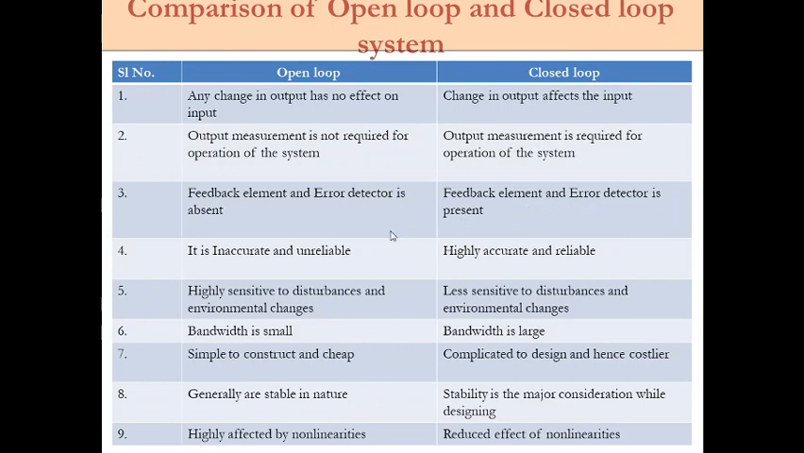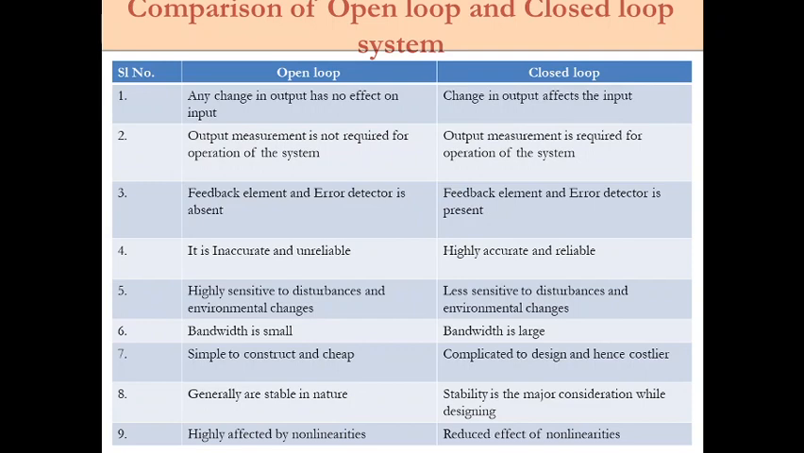To get the signal from the output, a feedback element is required, and after comparing, to calculate the error, an error detector is required. Then the fourth one is that open loop is inaccurate and unreliable, because we are not bothering about the output. If the system has some disturbances, it may not give you the proper output, so we can say it is inaccurate. In case of closed loop, it is highly accurate and reliable because of the feedback element and error detector.